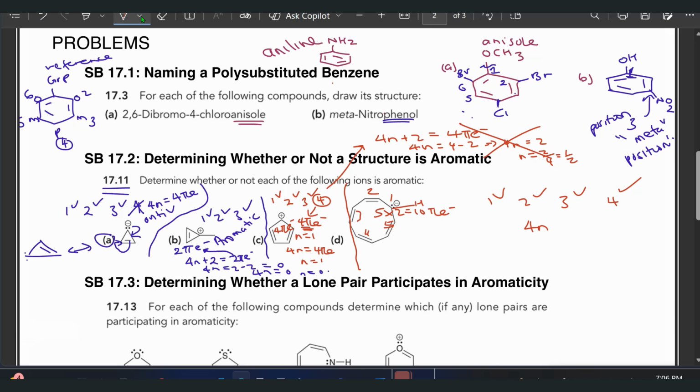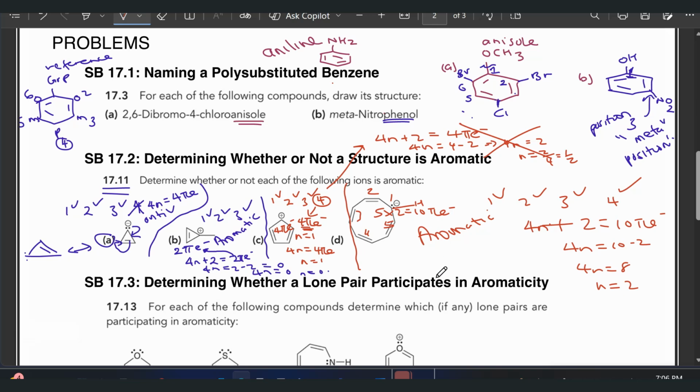Mm-hmm. So 4n plus 2 equals 10 pi electrons. 4n equals 10 minus 2. 4n equals 8. And n equals a whole number. That's going to be aromatic. Got it, okay.